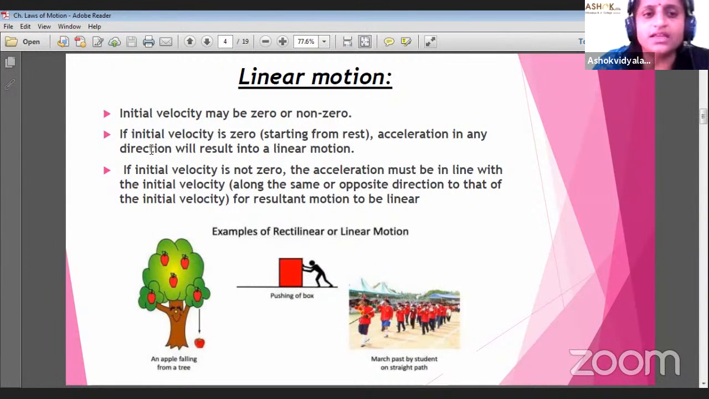Second one, if the initial velocity is 0, starting from rest, acceleration in any direction will result in linear motion. These are examples of rectilinear or linear motion. See here, an apple falling from the tree, pushing a box, these are examples of linear motion.